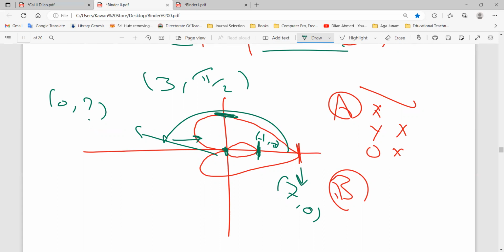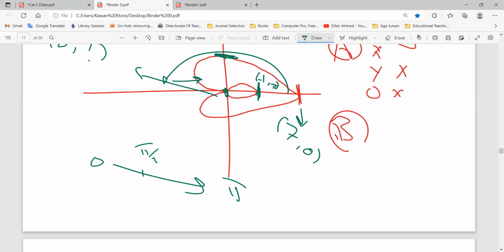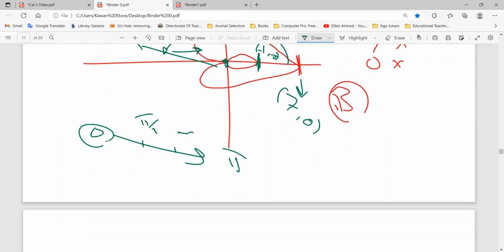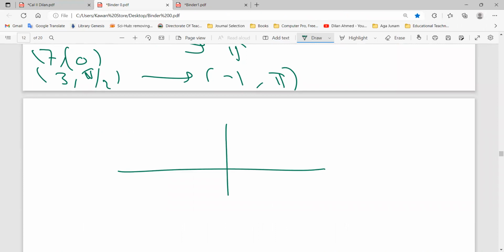Then later, because my graph is symmetric about the x-axis, we go from 0 to pi. The important things are 0, pi over 2, and something else, right? When I put 0, I'll get 7. When I put pi over 2, I got 3. When I put pi, I got what? Minus 1. So it means that my graph is like that. 0 and 7, start to here. And here is 3 and pi over 2. And go 91, 92, 93, 94.